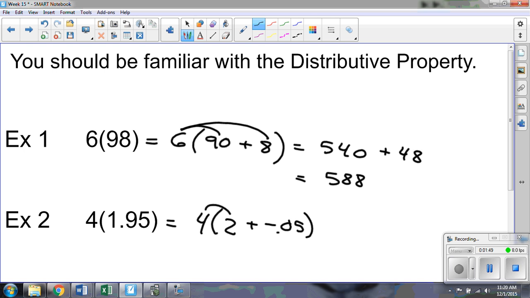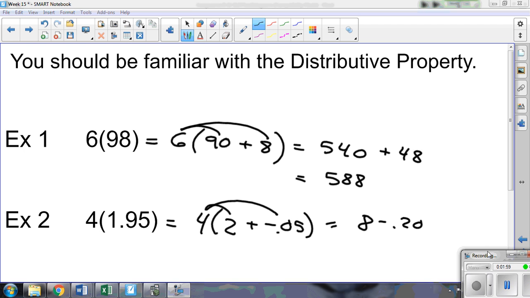So 4 times 2 would be $8. 4 times 5 cents is 20 cents. Thus, we would have $8 subtract 20 cents, which gives you $7.80. Really quick way that you can estimate or get a precise value for what you're going to shop. Pre-tax, of course.